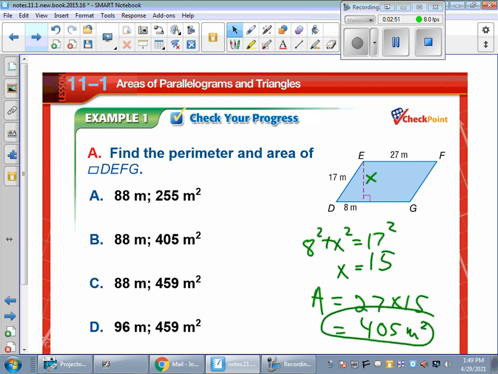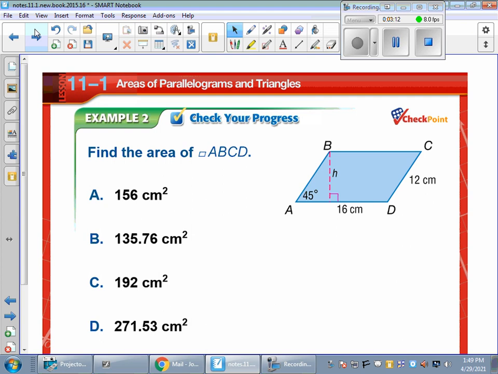And then to find the perimeter, I'm going to go 27 plus 17 plus 27 plus 17, and my total perimeter is going to be 88. So 88 and 405 gives us option B. Option B.